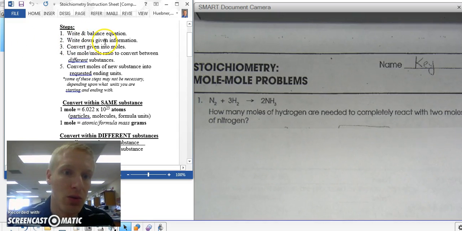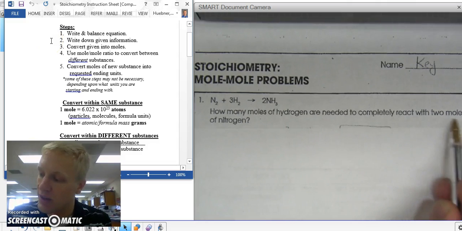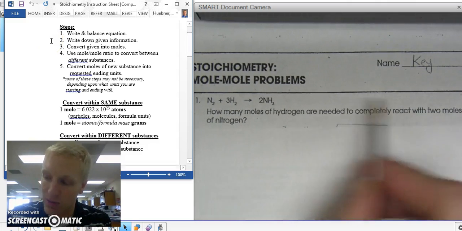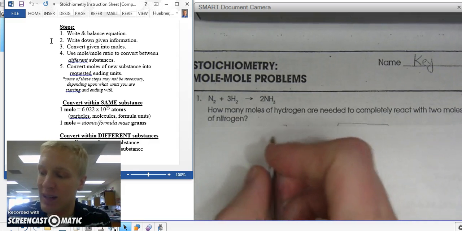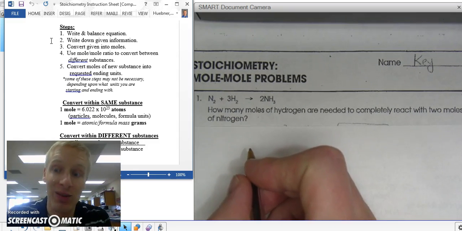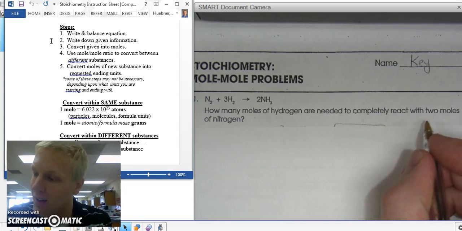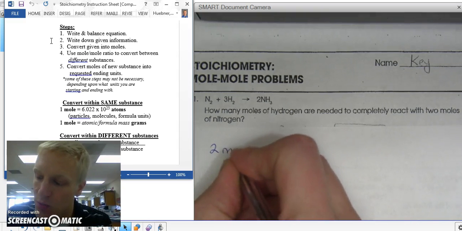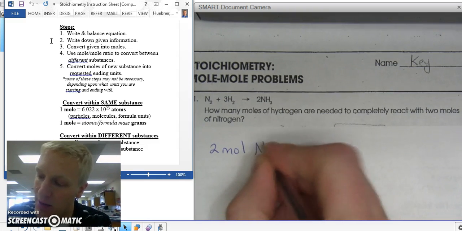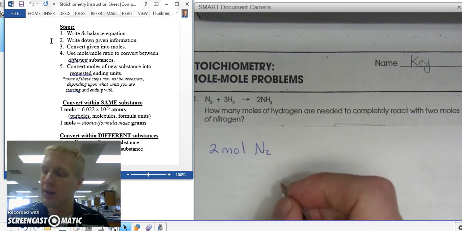Number 2, write down the given information. The given information comes from our question right here, and it's usually just the only number that they give you. When it gets a little bit more difficult with limiting reactants, you'll have 2 givens, but we'll get there when we get there. Here, we just have react with 2 moles of nitrogen. So I'm going to write down 2 moles of nitrogen, and I remember nitrogen is one of my 7 diatomic elements that are found as N2 instead of just N.